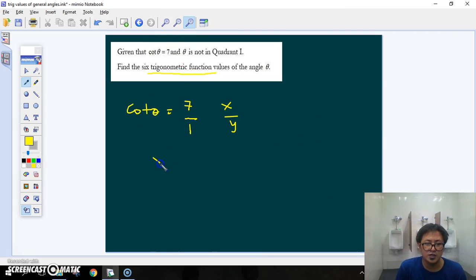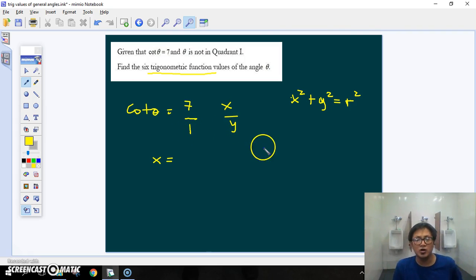So that means x is 7. Does it mean that x is 7 and y is 1 automatically? Not yet. But we have x squared plus y squared equal to r squared. So we don't know yet if x is 7 and y is 1, because x can be negative 7 and y can be negative 1, and it will still result in a positive 7 value for cotangent.